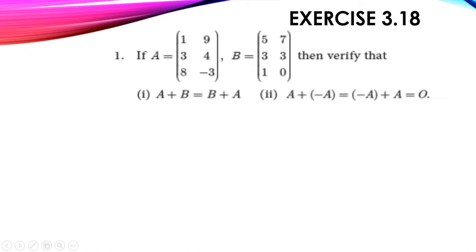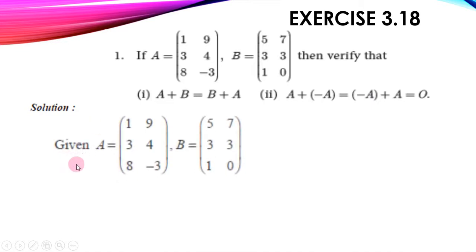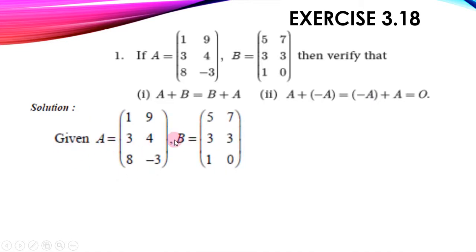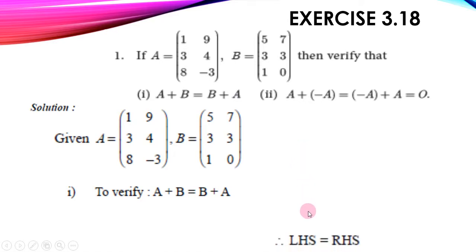Okay, now exercise 3.18, question number 1. If the matrices A and B are given, then verify that subdivision 1: A plus B equal to B plus A, subdivision 2: A plus of minus A equal to minus A plus A equal to 0. Let us see the solution. Two matrices are given. Subdivision 1, to verify A plus B equal to B plus A.